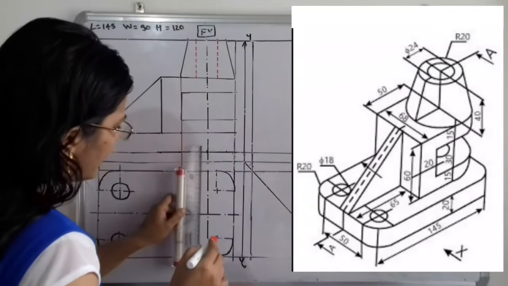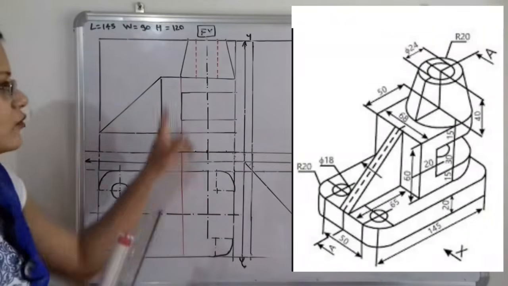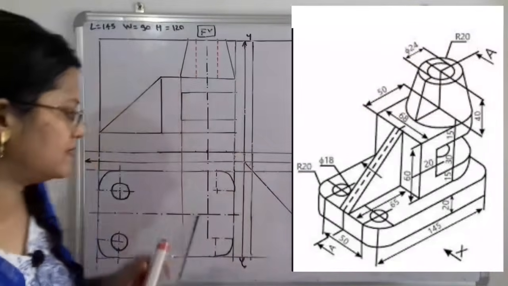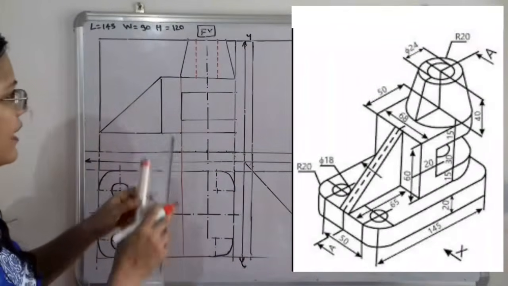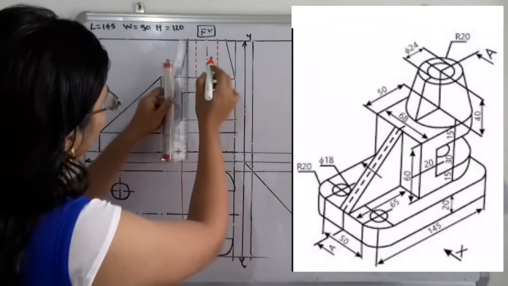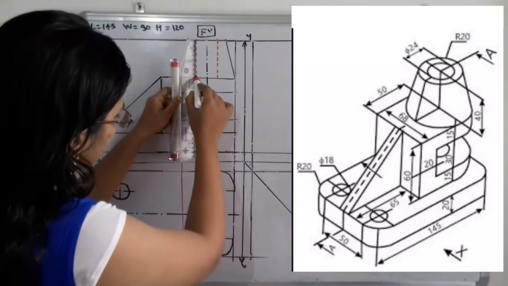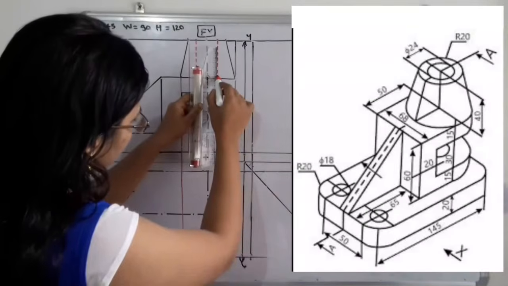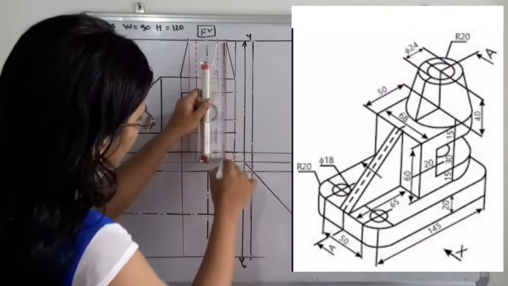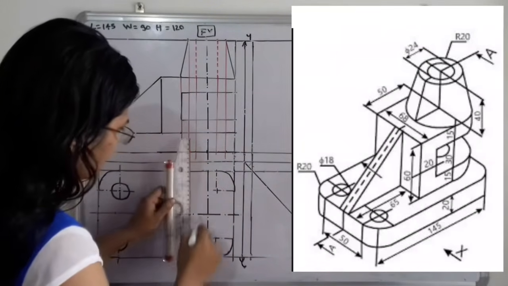For the faint lines you can use the 2H lead pencil for the projections, and to draw this construction we have to use the H lead pencil. So here is the faint line. Now for this inside circle, or this circle also, we are going to make the projections. So in this way we are going to complete the projections.